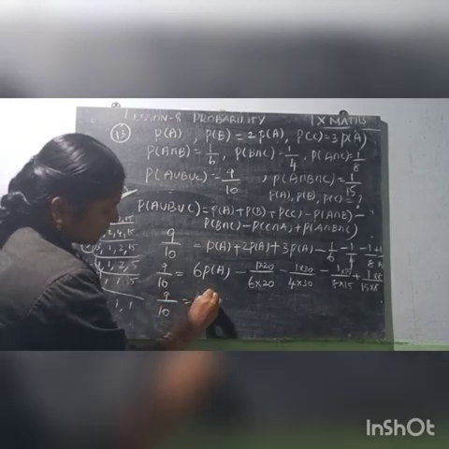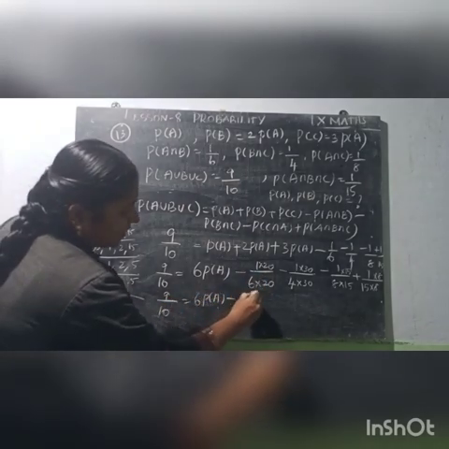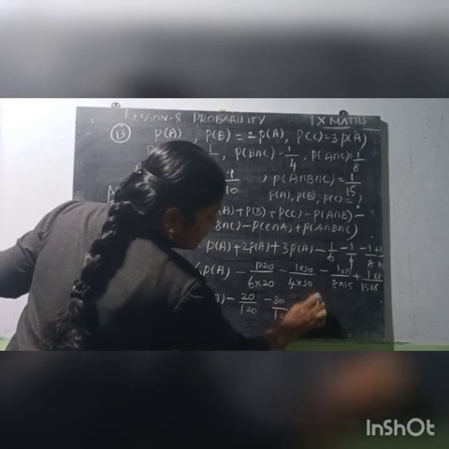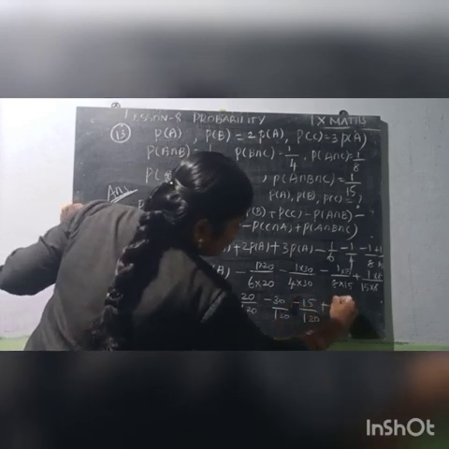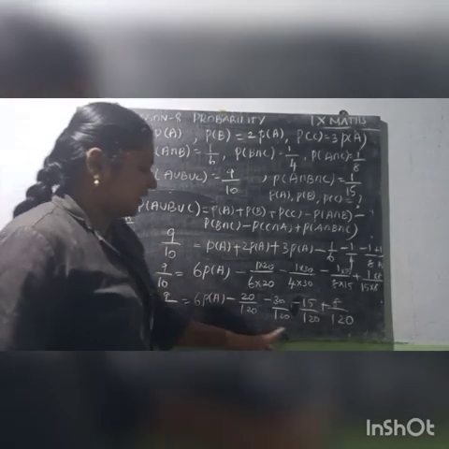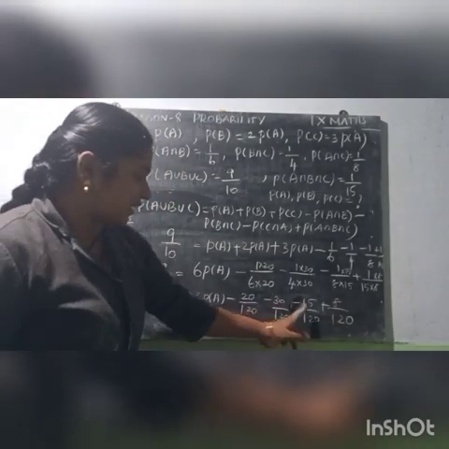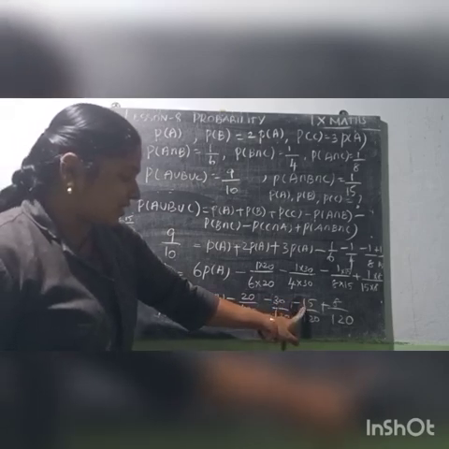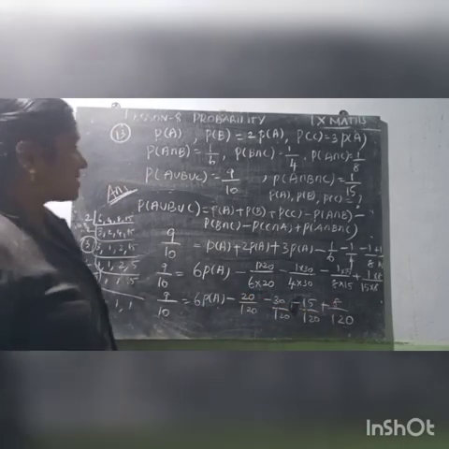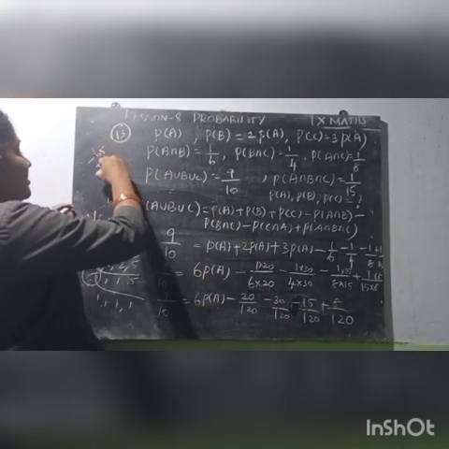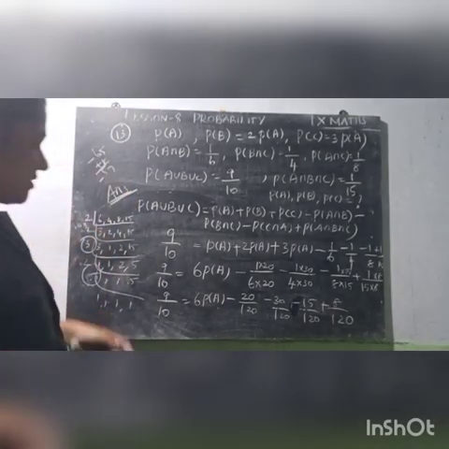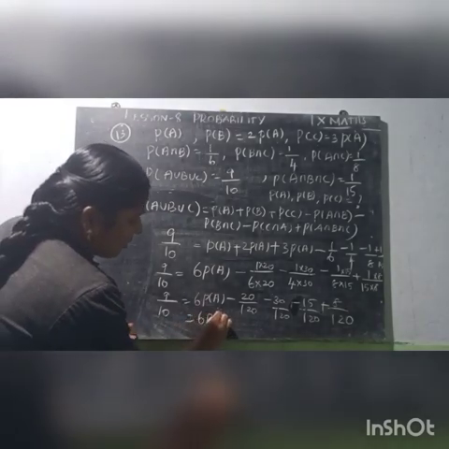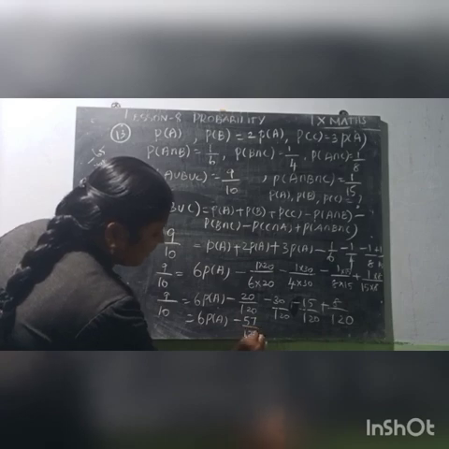9 by 10, 6 P of A minus 20 by 120, 30 by 120, minus 15 by 120, plus 8 by 120. Now all the denominators are same. See, these three are in the same sign. So we can add minus 20 and minus 30, minus 50, minus 50 and minus 15, minus 65, minus 65 and plus 8. Minus 65 and plus 8 value is minus 57. So write 6 P of A minus 57 divided by 120.